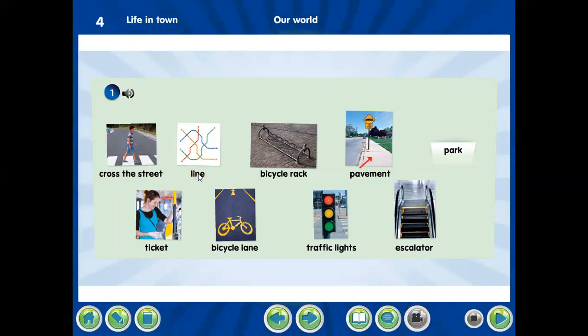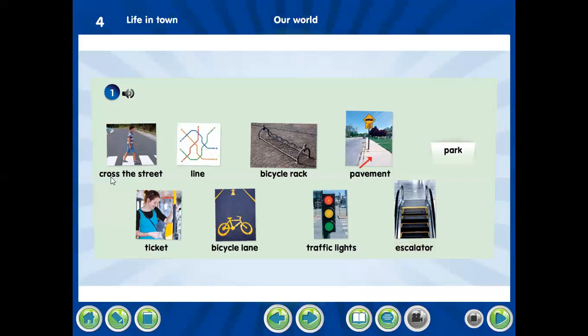Line. Bicycle rack. Bicycle rack. Pavement. Park. Ticket. Bicycle lane. Bicycle rack. Listen and repeat. Bicycle lane. Traffic lights. Escalator. Good.